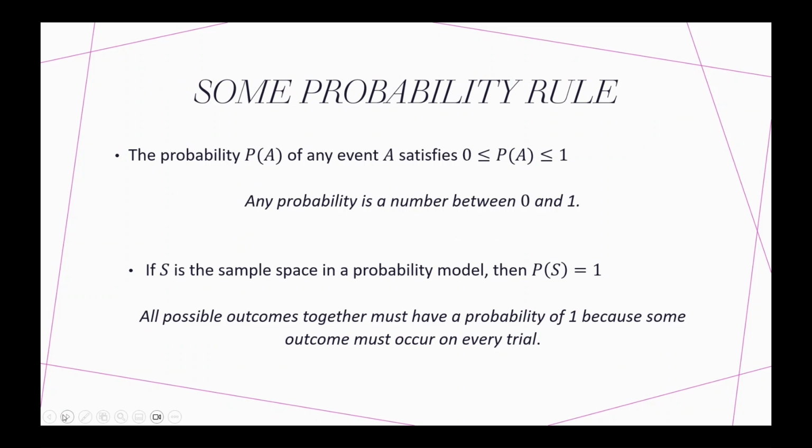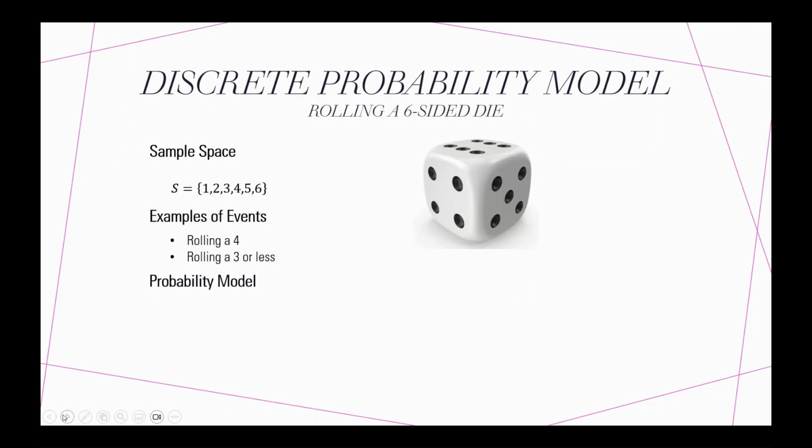Something else I should mention: a probability of zero would mean that an event is impossible. Most of the time we're not going to see that, because if the probability of something is zero, we probably don't want to include it in our sample space. But there are some situations where we will see probabilities of zero; they just probably won't be in our probability model. All right, let's take a look at our next slide.